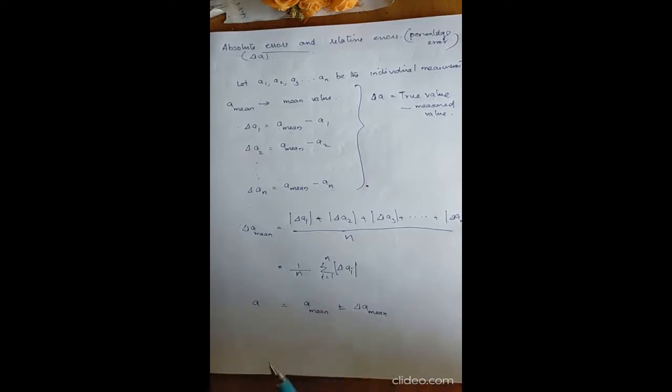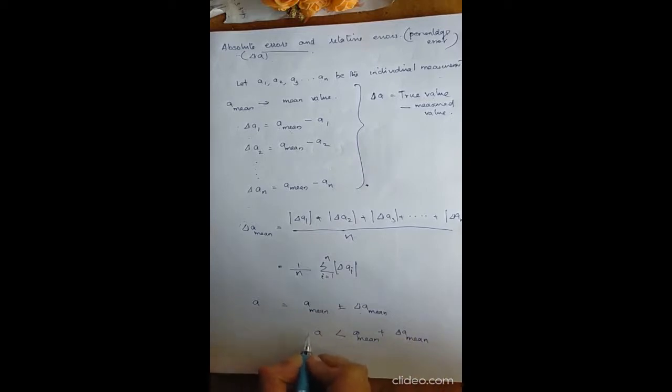Okay, so the final value is A mean plus or minus delta A mean. It may be plus delta A or minus delta A. So the actual value lies between A mean plus delta A mean and A mean minus delta A mean. Okay.